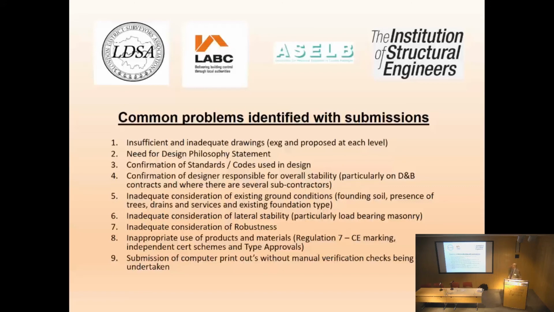Inadequate stability, particularly with load-bearing masonry. We find this a lot where people remove major buttressing walls and they consider the vertical loads but don't consider lateral loads. Inadequate consideration of robustness. Some of the issues we sometimes get: we do like to see innovative designs, but sometimes we get products and materials which do not comply with Regulation 7, they're not CE marked, and they don't have independent certification schemes, or maybe they do, but they're being misused and not following the certificate that's been given to them.